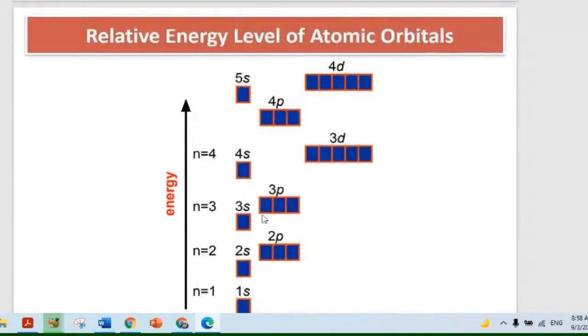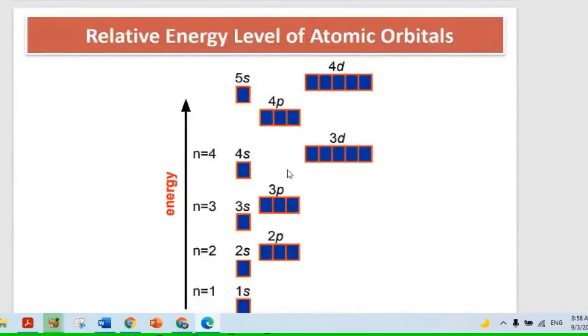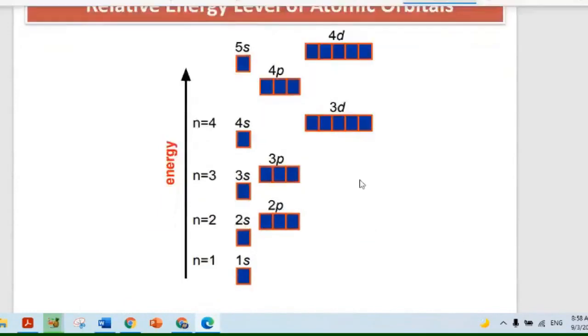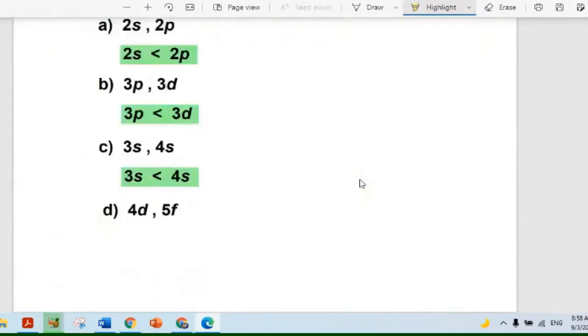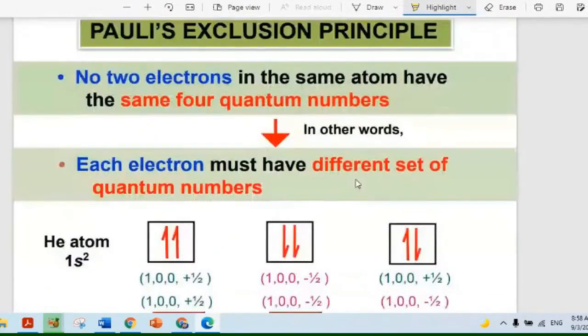Because 4s has lower energy compared to 3d. But after we fill in the electrons, we have to follow the n value. For example, later I will show you the example. Okay, so simple.